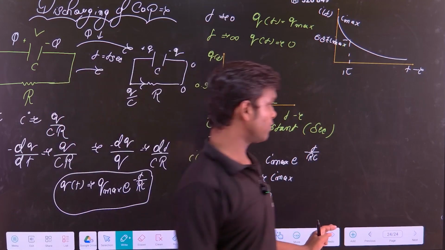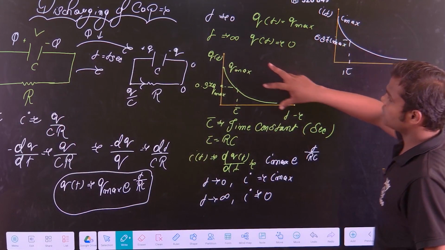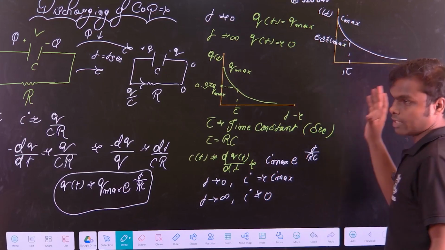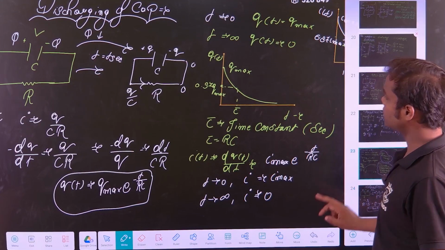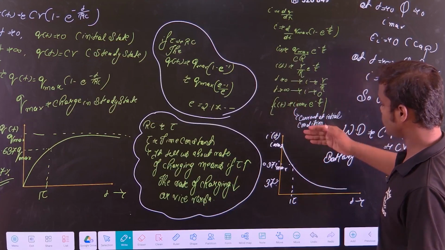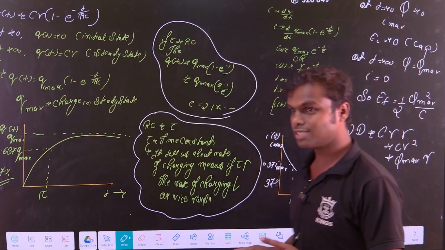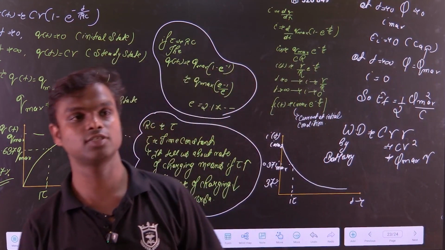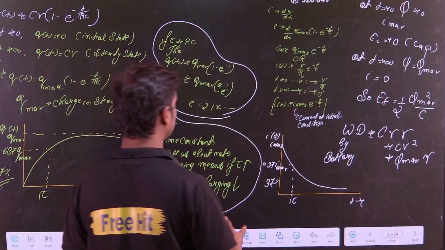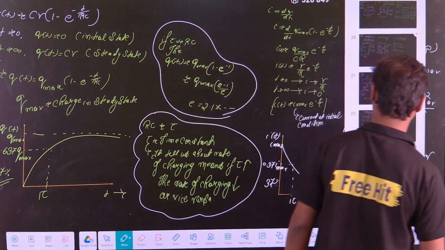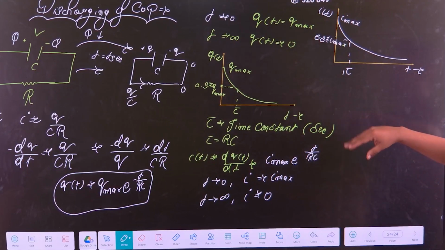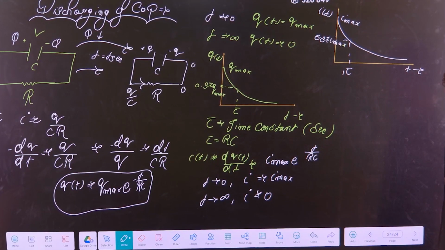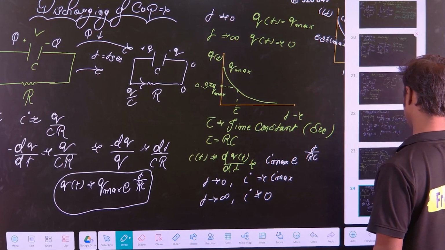But can you observe one thing? In discharging, the current is decreasing. In charging also, if you see, the current is decreasing here as well. Whether it is charging or discharging, it doesn't matter. In both cases, the current is going to decrease only. Clear? Okay. Any doubt? Clear?